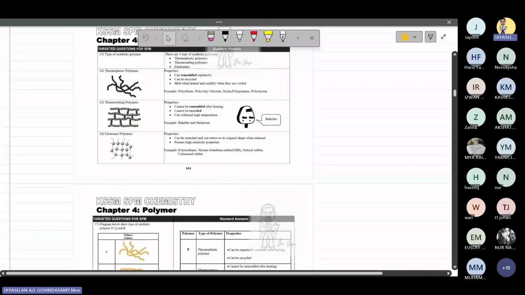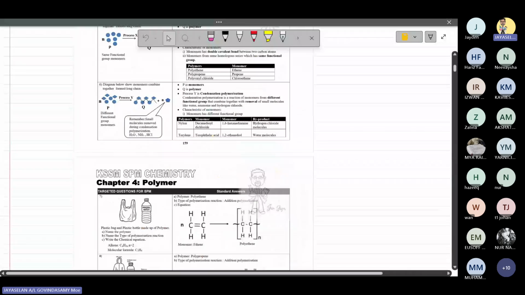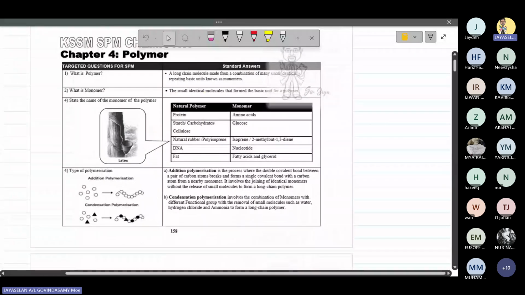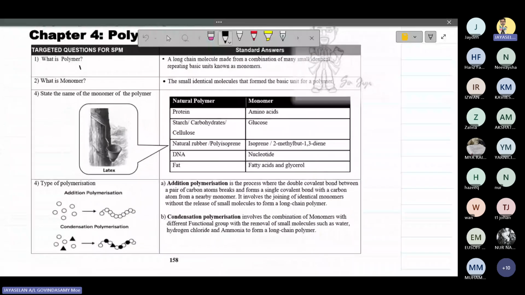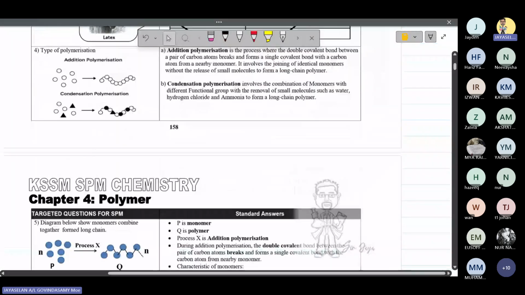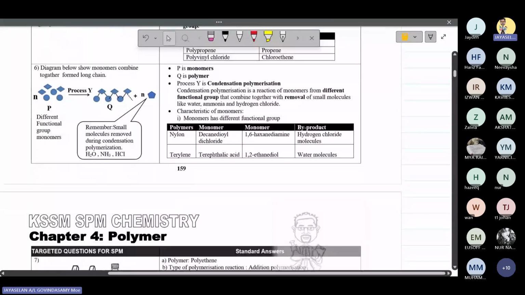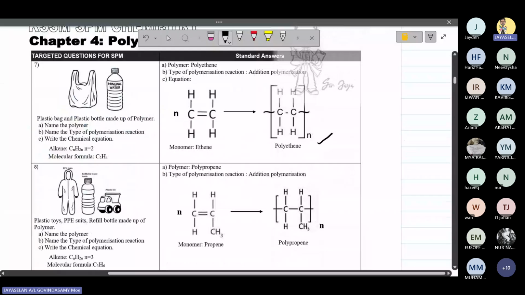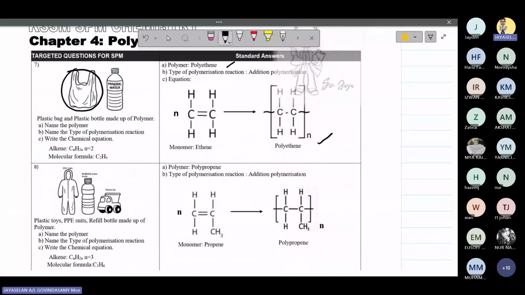Okay, so what you guys do here, the synthetic rubber for objective question kena prepare. Okay, what is polymer? Memorize. Ini kena memorize untuk objective question. Okay, after memorize ini semua baca. Lepas tu practice this equation. If they give this is polyethylene, 1 mark. Okay, made through what? Addition polymerization, equation practice.